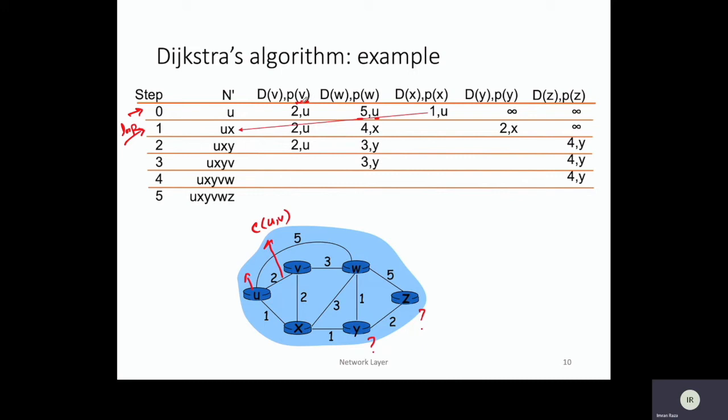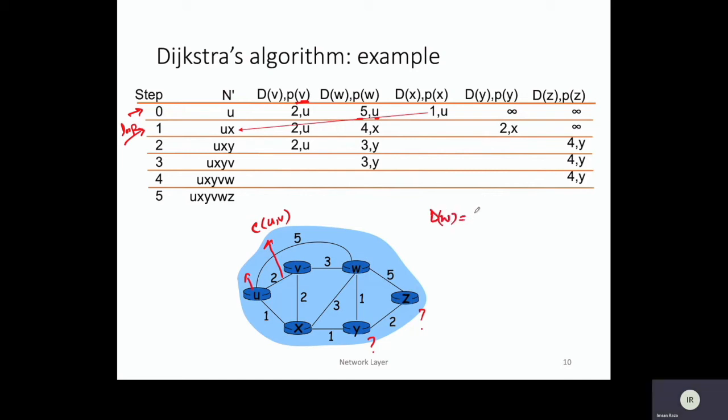Because the cost to reach V is 2, the cost to reach W is 5, and the cost to reach X is 1, which is minimum. So we add X into N, our set, and then we calculate the cost to reach all of the destinations, right? So for example, we recalculate the cost to reach DW. So the DW, let's try to recalculate this cost, DW.